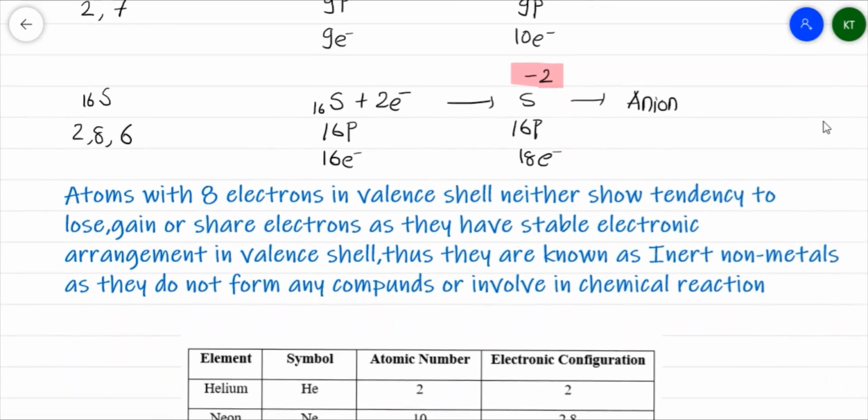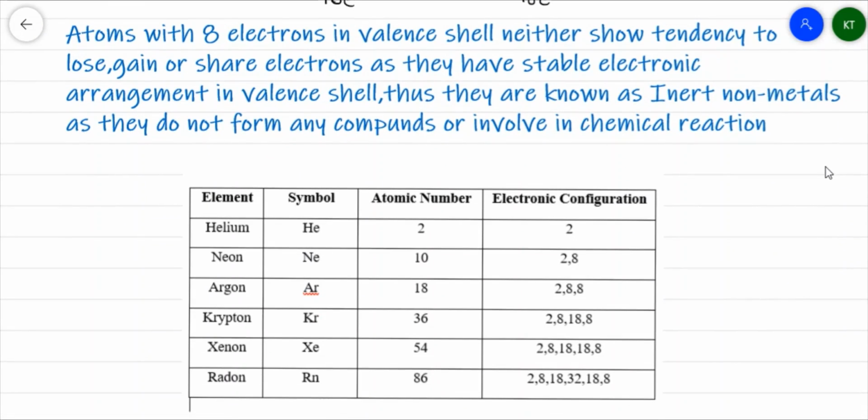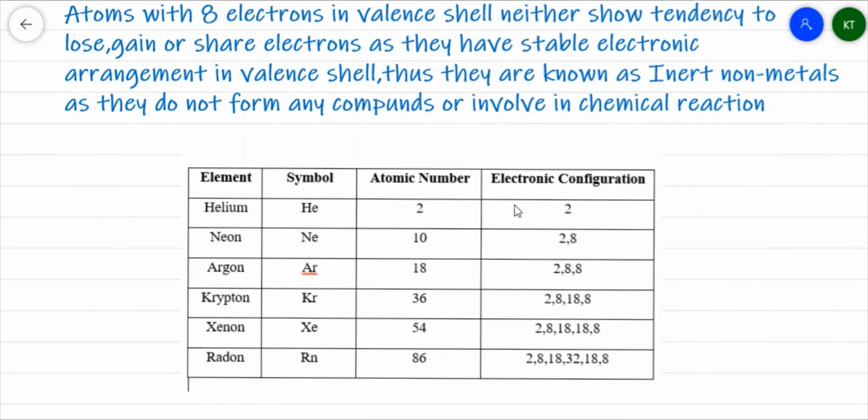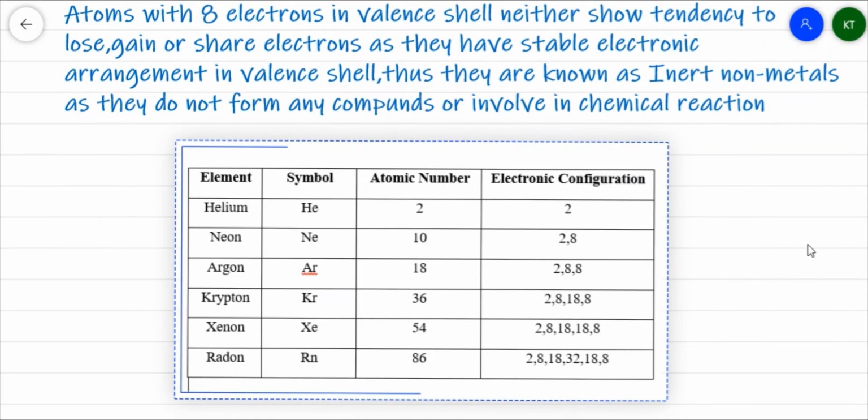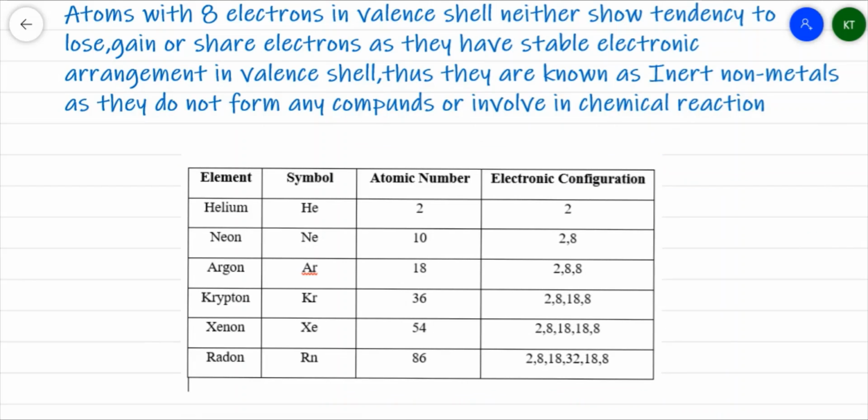But apart from this, there are certain groups of atoms which have got their octet completed. These elements have 8 electrons in the valence shell, so they neither show a tendency to lose, gain or share electrons, because they have a stable electronic arrangement. That means they have 8 electrons in the valence shell.